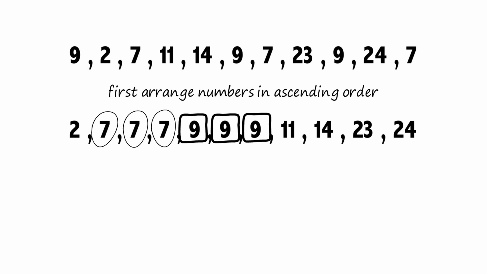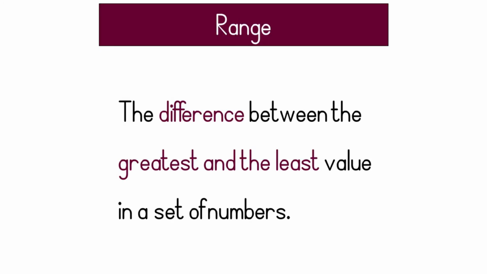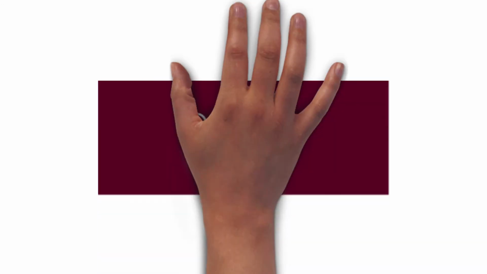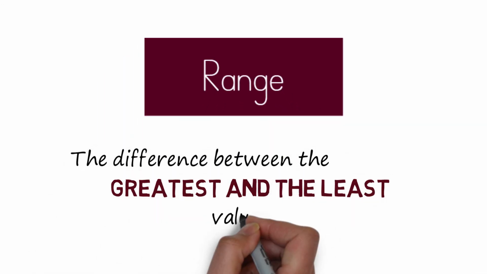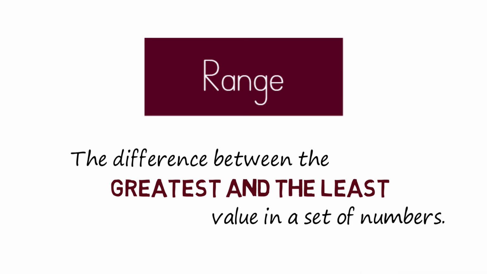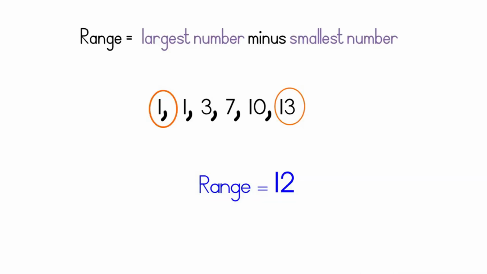The last aspect that we will refer to with regards to data handling is range. Explain to learners that range refers to the difference between the greatest and the least value, or the largest and smallest, in a set of numbers. Ask learners to identify the smallest and the largest numbers in the set of ordered numerical data. Remember that the numerical data must be arranged from smallest to largest.